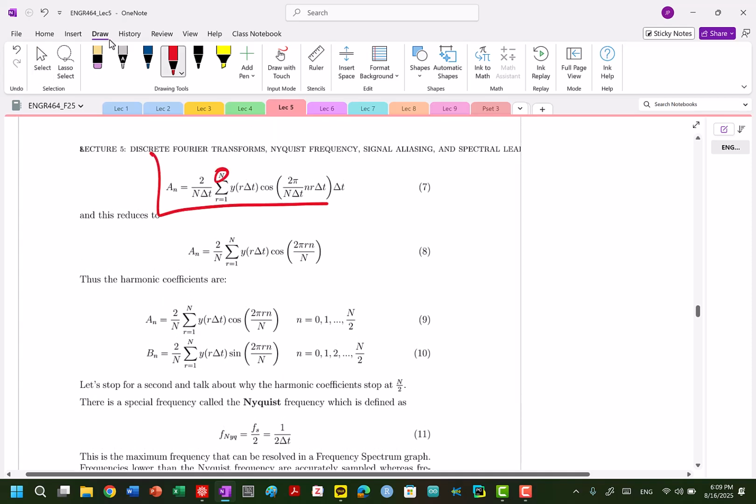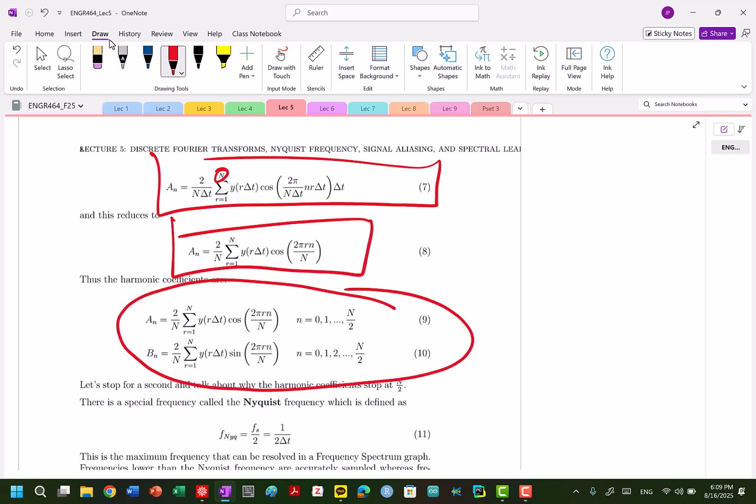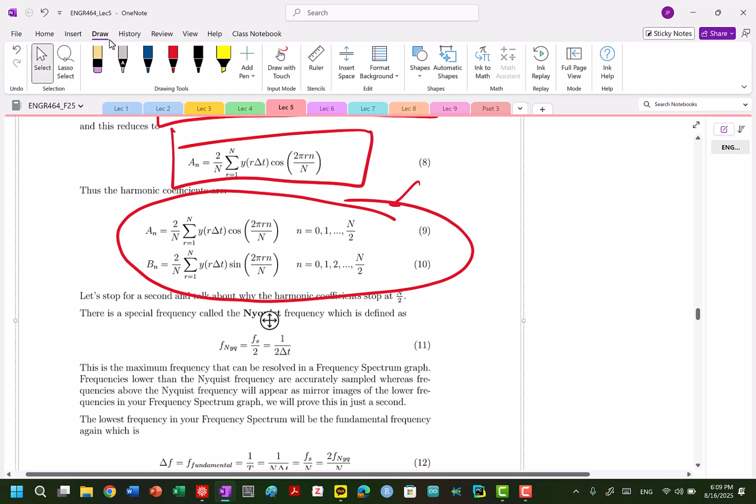So we can make those substitutions. When we do that, we can make another reduction, and we get to the final expression that we're going to be working with. Now, it's important to note, we will do our summation from r equals 1 to n, but our number of harmonics goes to n over 2.